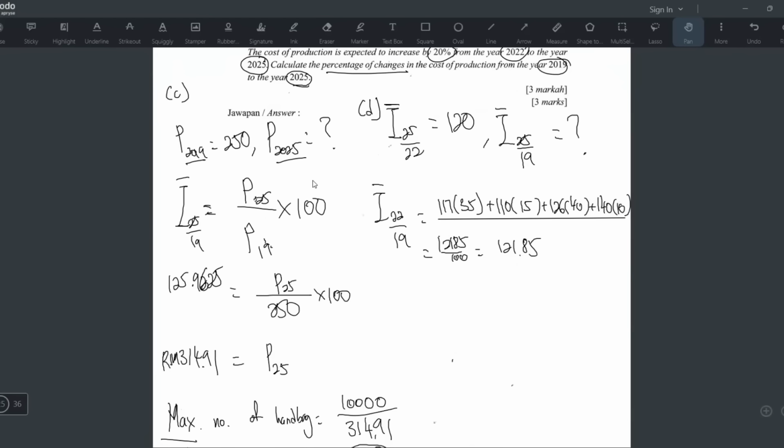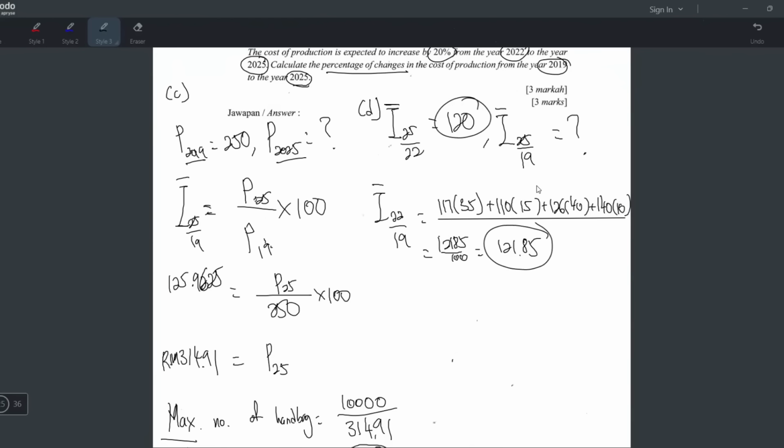So this is the composite index for 2219. And now with this and this, we can find the composite index for 2519 by using the smiley face. Okay, let's write the year 19 followed by 22 followed by 25. The 120 you write at 25, 22. The 121.85 you write here. And then I'm trying to find the composite index of 2519.